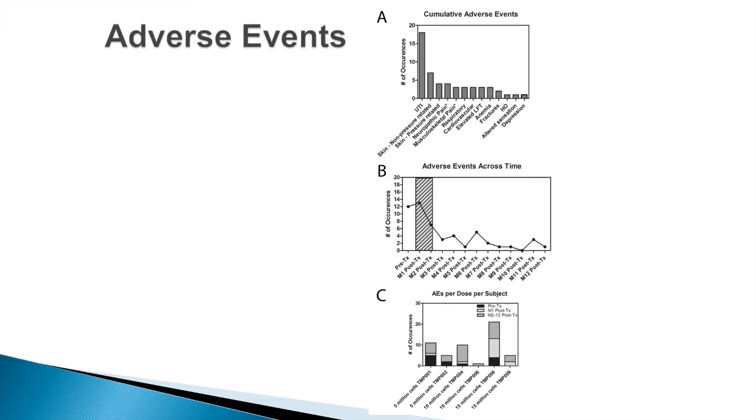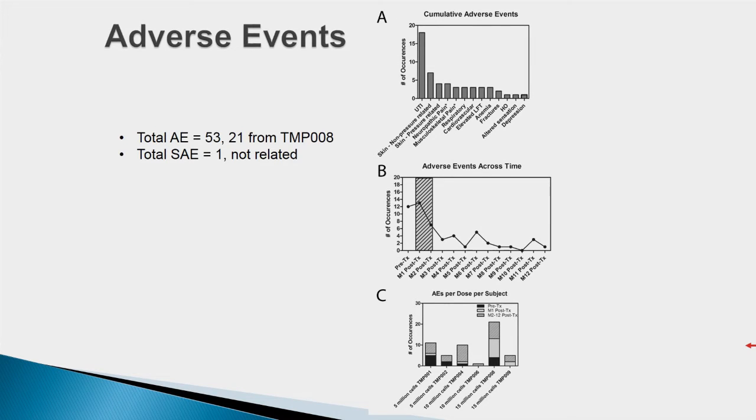And then finally down here, we have adverse events per dose, per subject. So here's subject 1, 2, 3, 4, 5, 6. And the black bar represents the number of adverse events that subject had pre-transplant. The gray shaded bar is the number that they had within 1 month of the transplant. And then the hashed bar is the cumulative number they had between 2 and 12 months after the transplant.